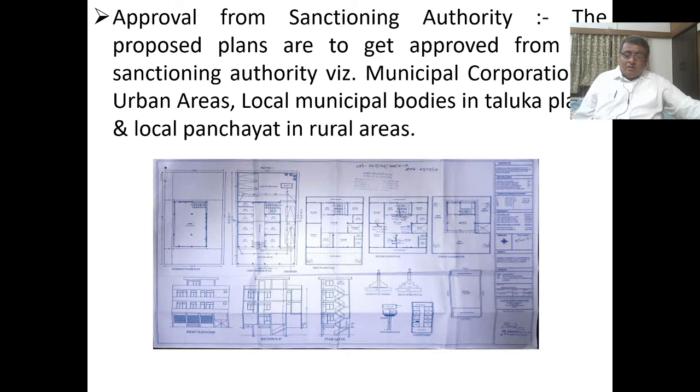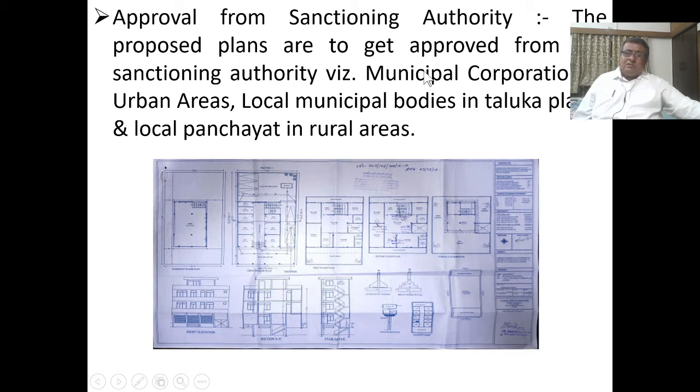Then the approval plan, which is a blueprint of the building. Before the building work is started, we have to get a sanction from the authority, and this sanction is given on a blueprint. The proposed plans have to be approved by the sanctioning authority, namely the municipal corporation in urban areas, local municipal bodies in taluka places, and the local panchayat in rural areas.